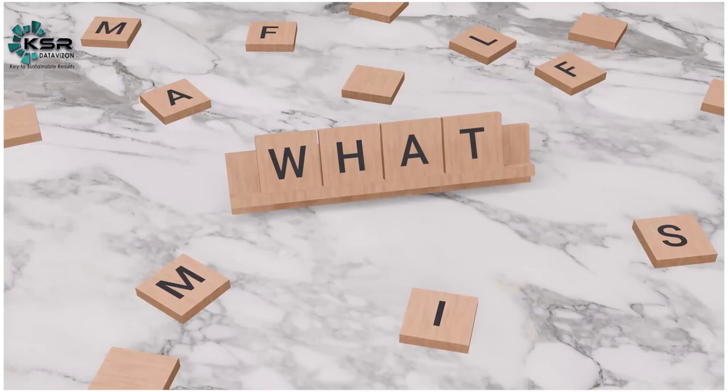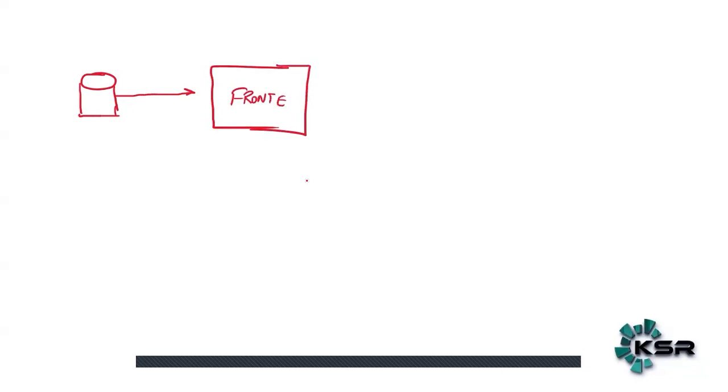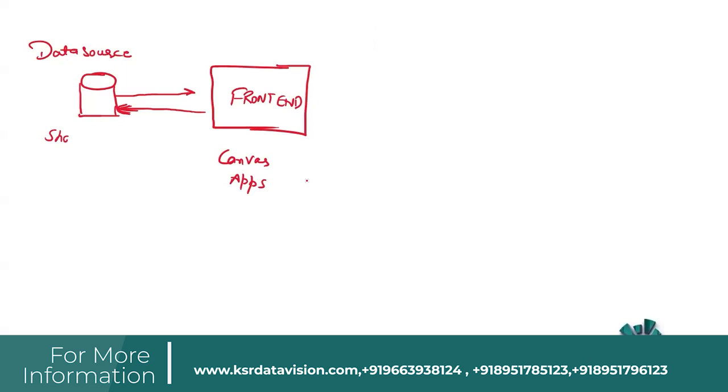So first of all, what will be our project? As you can see here, this will be our data source. We'll connect this data source with the front end, and we will do the UI here, and then you can perform activities on the data source. So the front end will be Canvas apps, and the data source will be SharePoint.